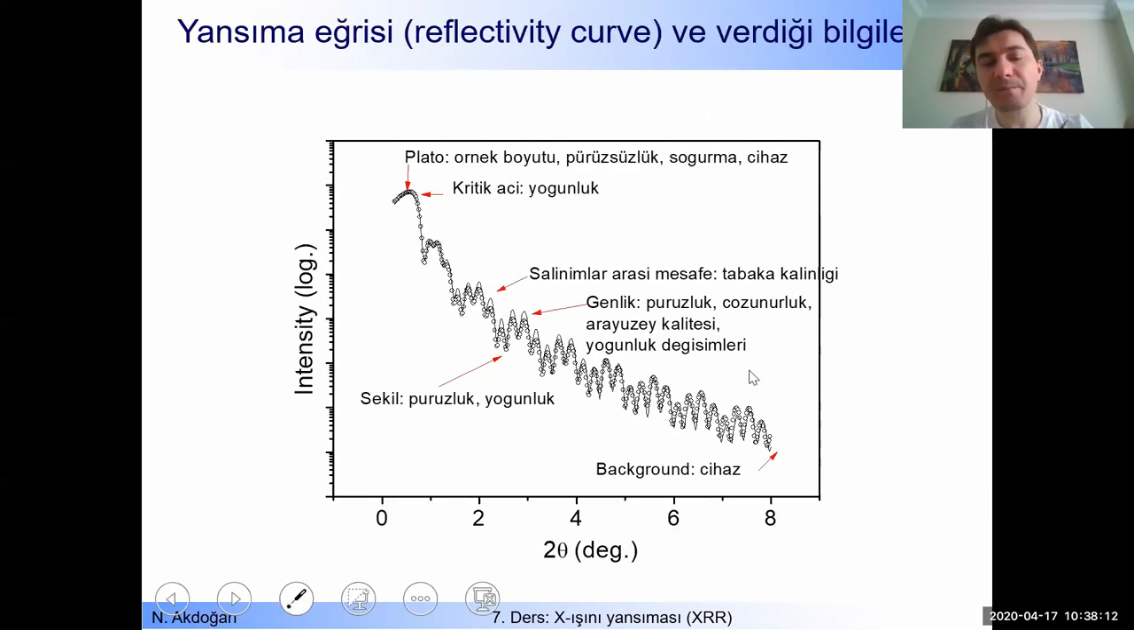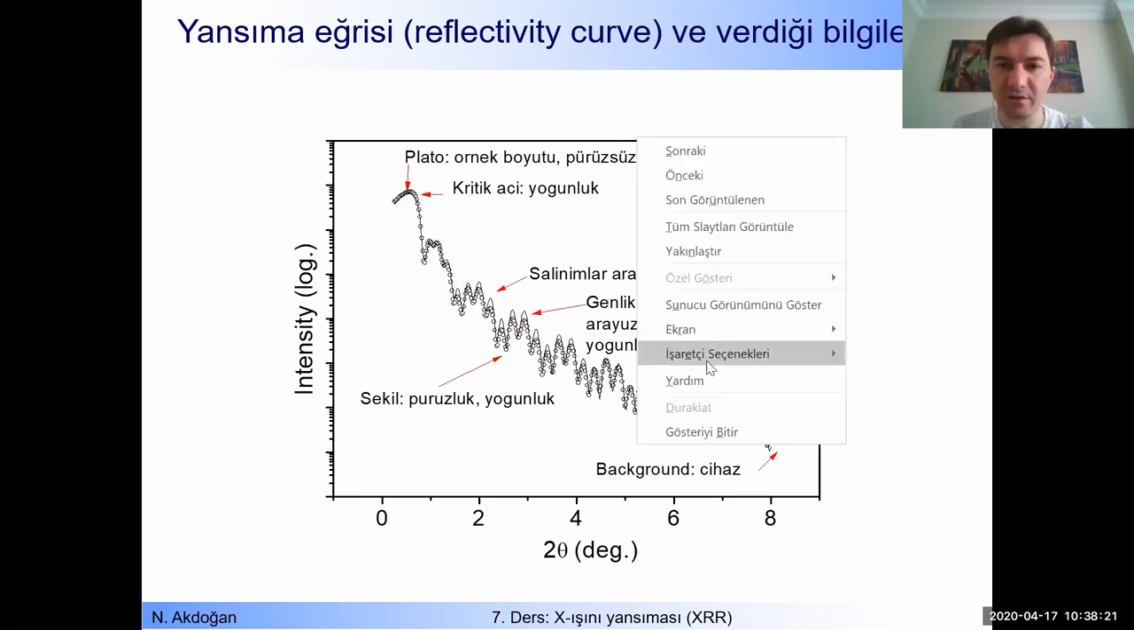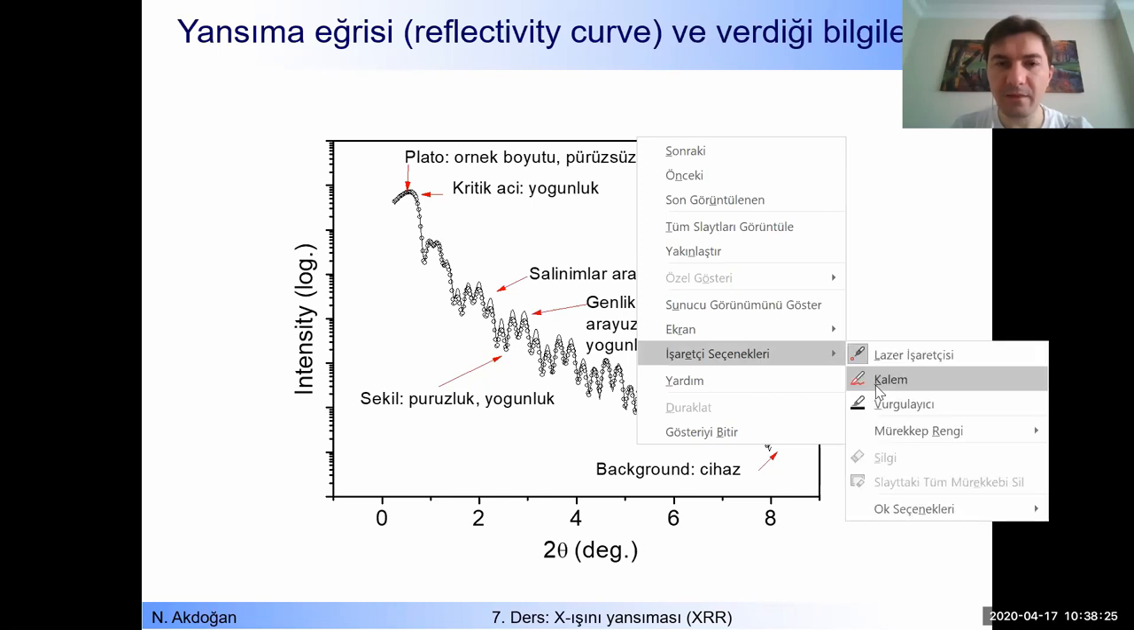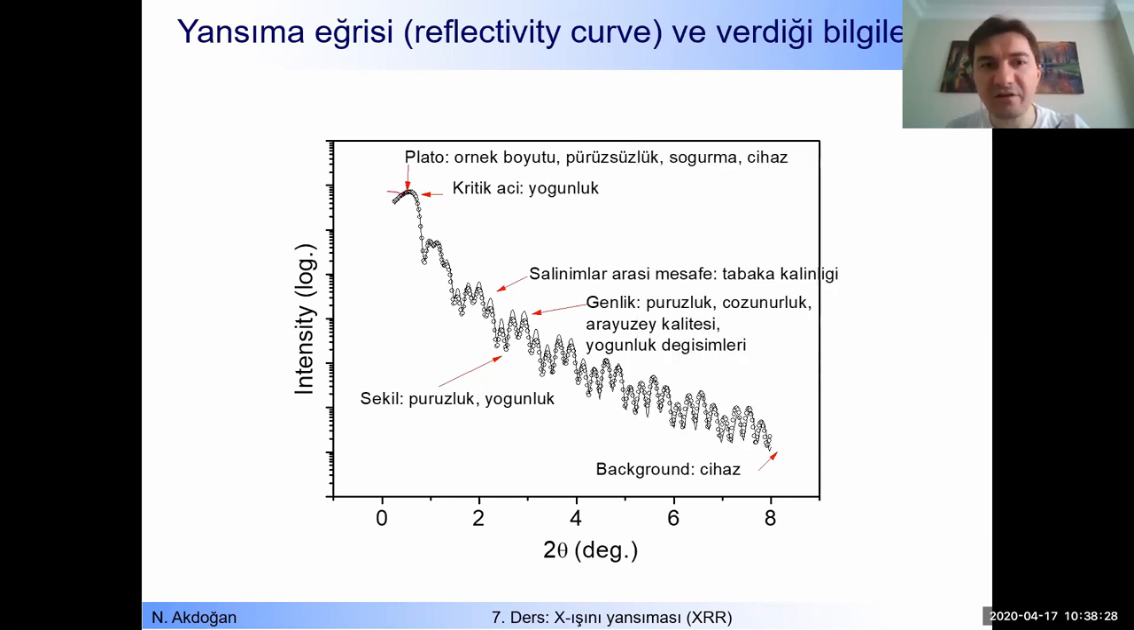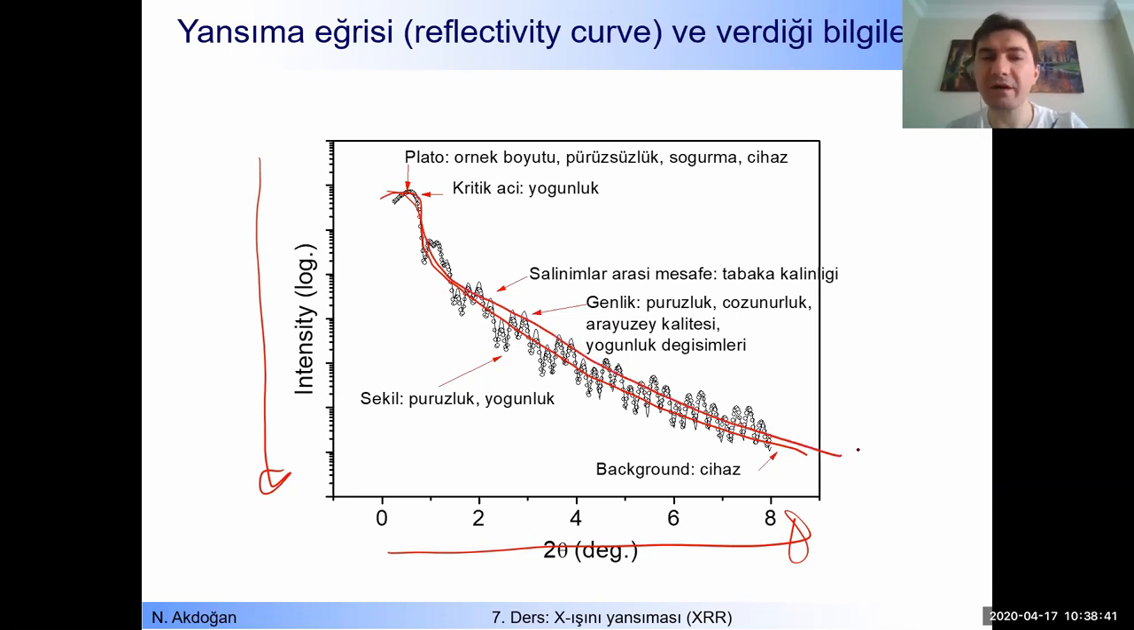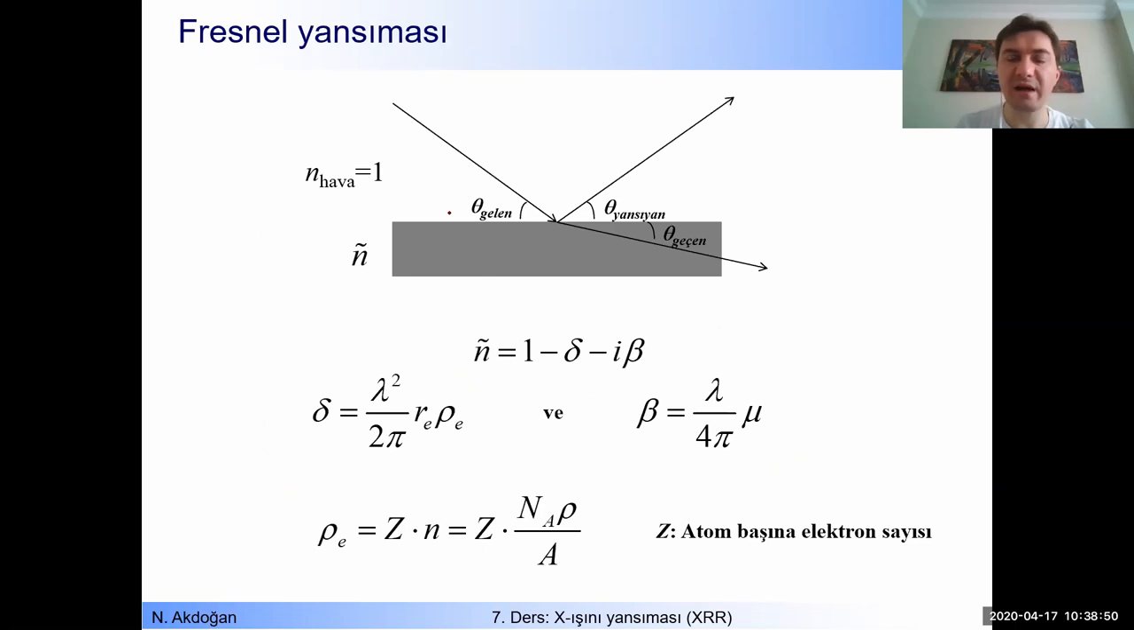So now let's try to analyze this behavior. What do you see here? Just consider that you have no features here, or maybe let me draw. So what do you see here? Here we have the general behavior of the intensity. You increase theta or 2 theta, and then the intensity goes down with that behavior. Can we explain this behavior using physics and mathematics? Yes, we can. Fresnel reflection can explain this behavior, and I will try to explain it.